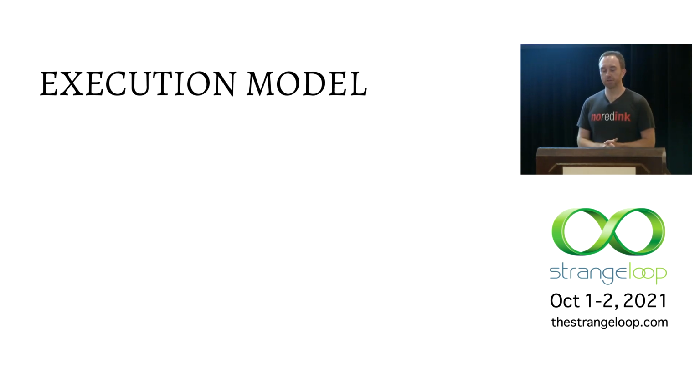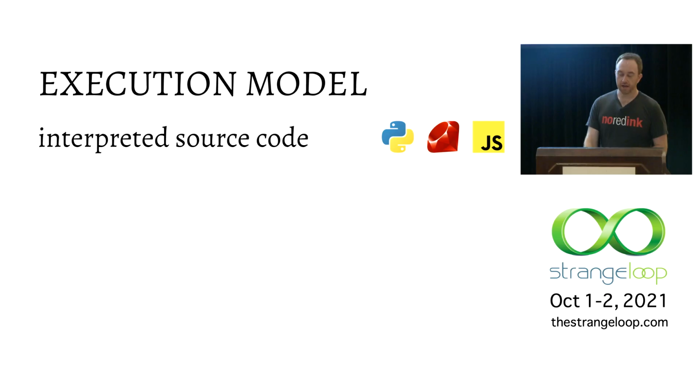So let's talk about that execution model a little bit. I mentioned that Ruby's interpreted. There's quite a few languages that will do interpreted, basically interpreting the source code, parsing it into an AST, and then interpreting that on the fly. So Python, Ruby, JavaScript all do this.